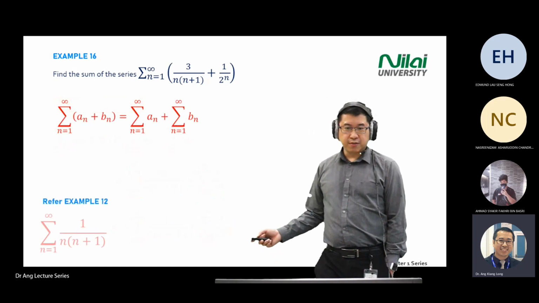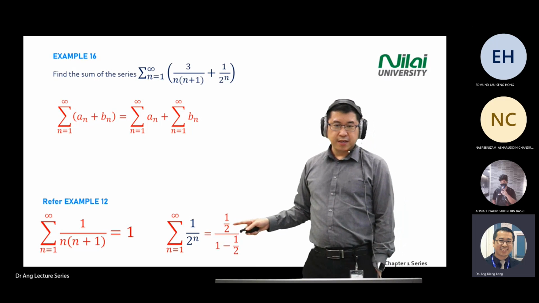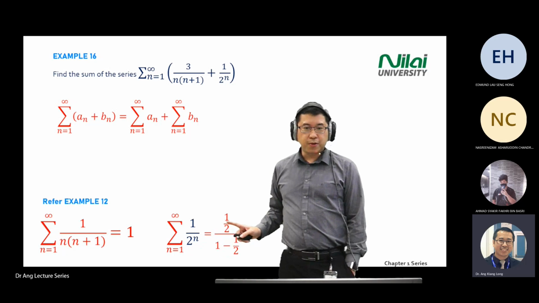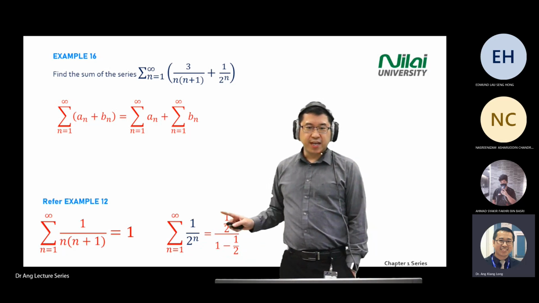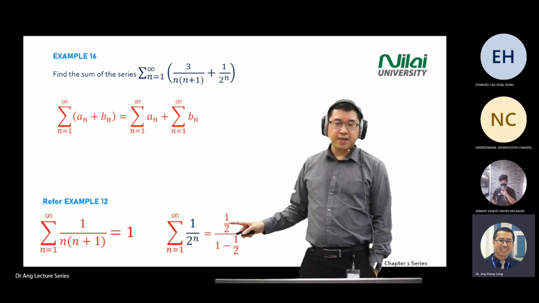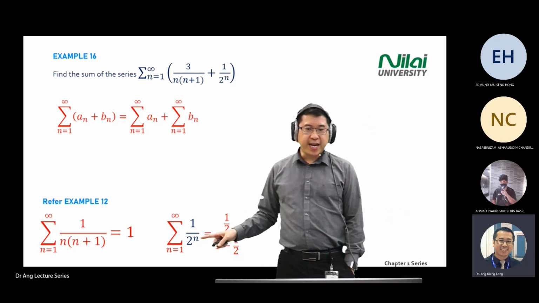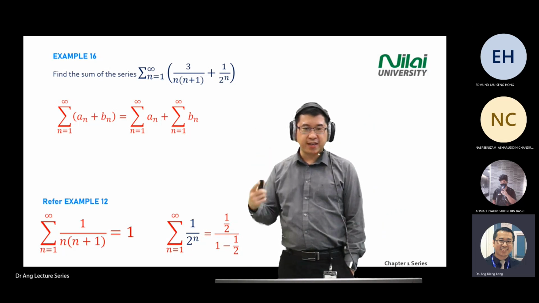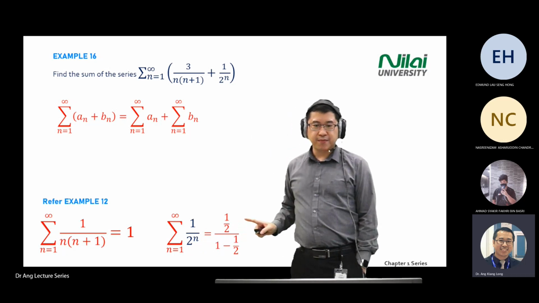Then you use the formula just now. If you use the formula, what happened? The top one is A, right? A divided by 1 minus R, right? How do you know the A is half? A is the first number. So you substitute n equal 1 as the first number. First number is always n equal 1. So 1 over 2, n is 1, so you get half.